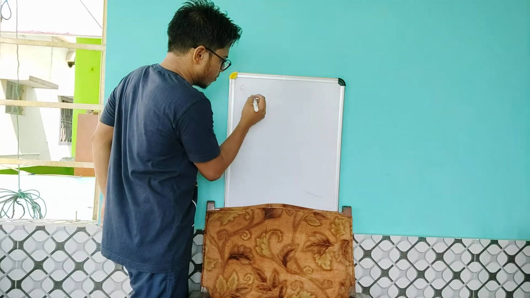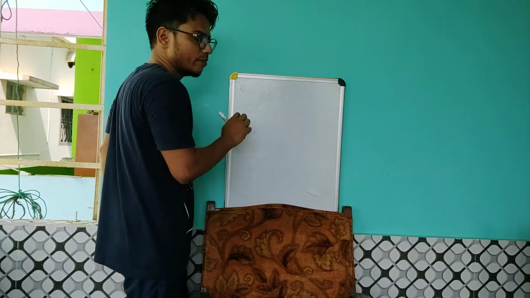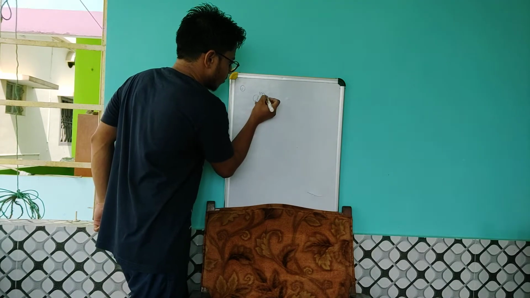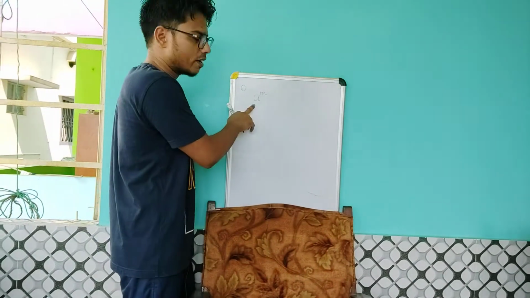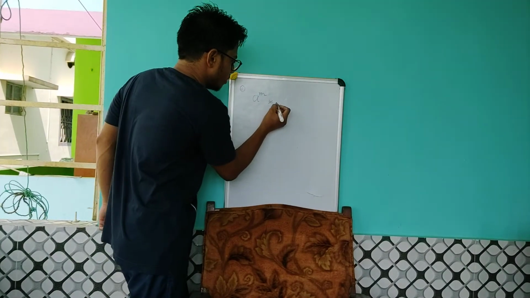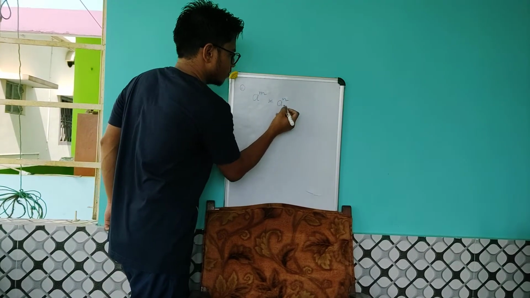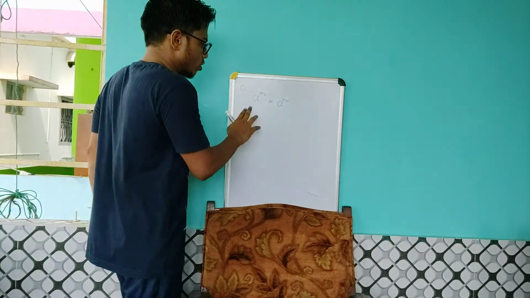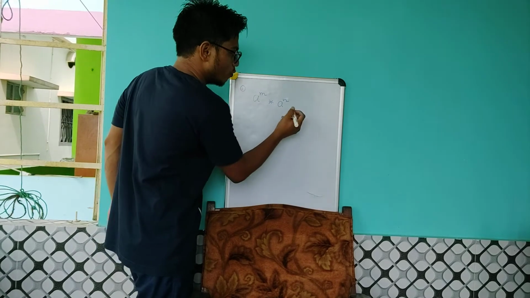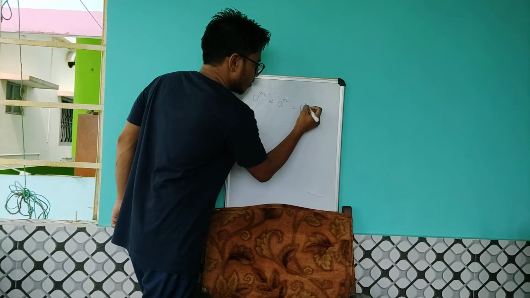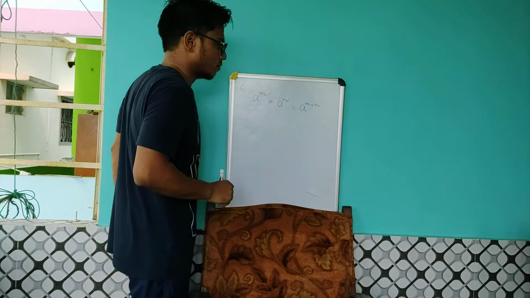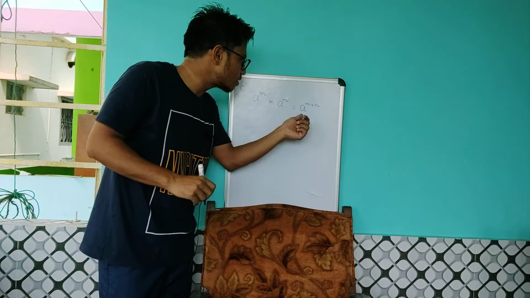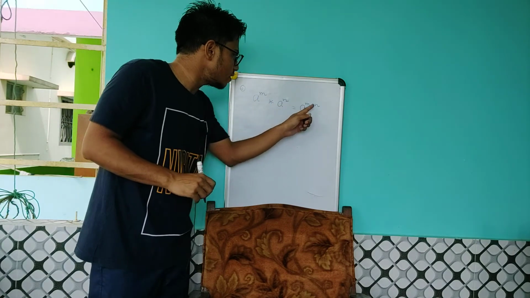Multiplying powers with the same base. When the base is the same and we have to multiply, let's say a number a to the power m, that means a is multiplied m times, is multiplied with a to the power n, that means a is multiplied here n times. So the multiplication of these two will be a to the power m plus n. That means we have to keep the base the same and add the exponents.